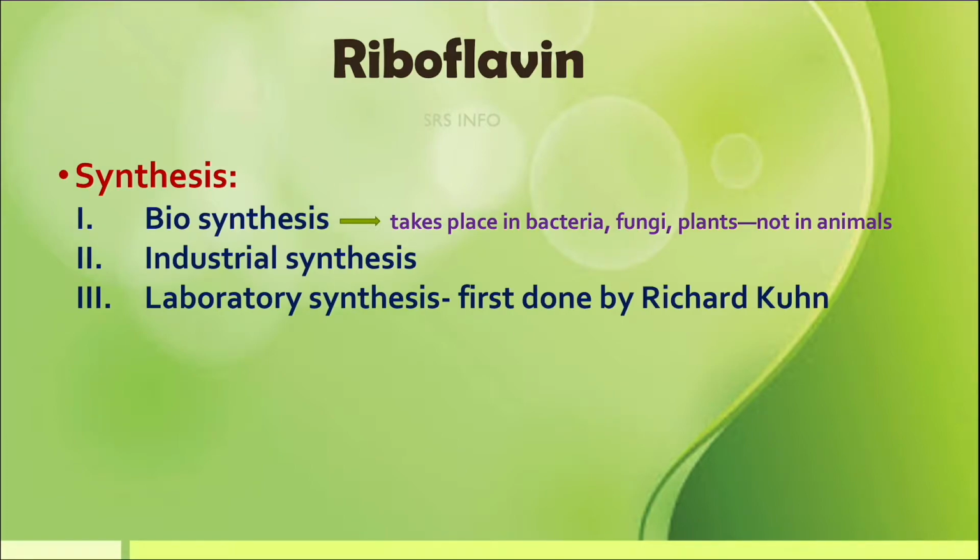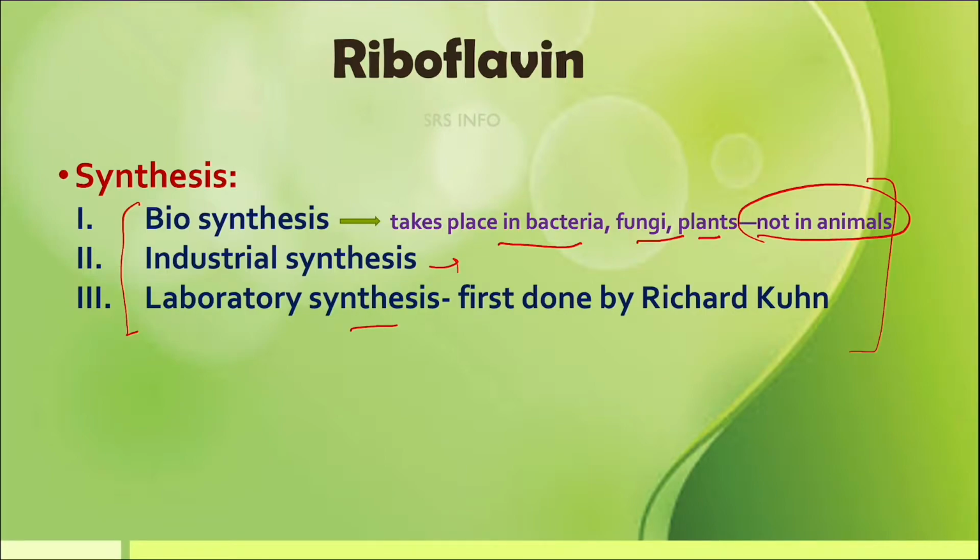How can we synthesize vitamin B2 or riboflavin? There are mainly three processes by which we can synthesize it. The first one is biosynthesis. Biosynthesis is a natural process and it takes place in bacteria, fungi and plants and not in animals. So we have to take riboflavin from our food. The next one is industrial synthesis. This is the bulk preparation for the pharmaceutical industry, food sector, etc. The next one is laboratory synthesis, and this is mainly focused on laboratory testing and research, etc.